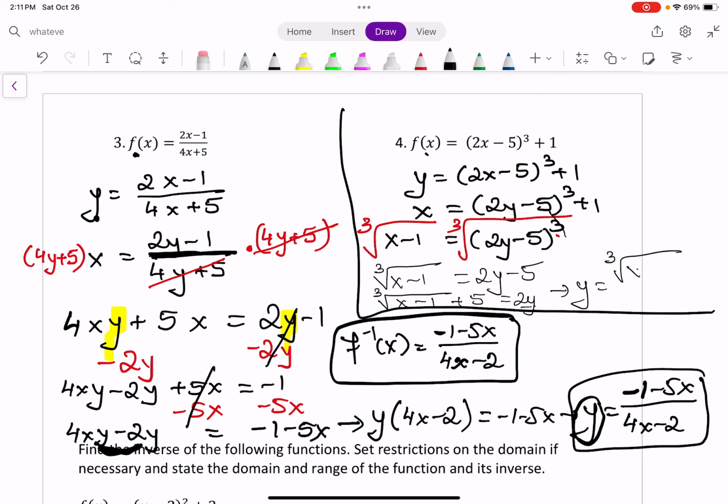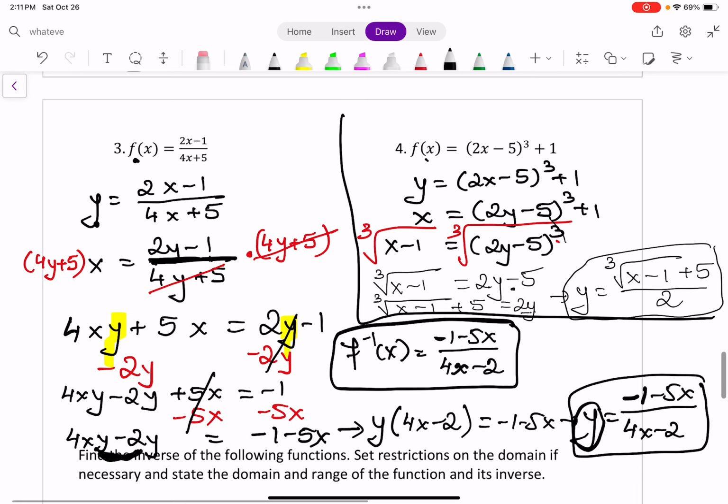So here with this problem, I did want to show you all the different ways to undo operations. If you have adding, you subtract. If you have subtracting, you add. If you have multiplication, you divide. If you have division, you multiply. Cubing, cube rooting, and so on. So one more thing here, I'm going to replace y with f to the negative 1 of x. There you go. That's my inverse function.